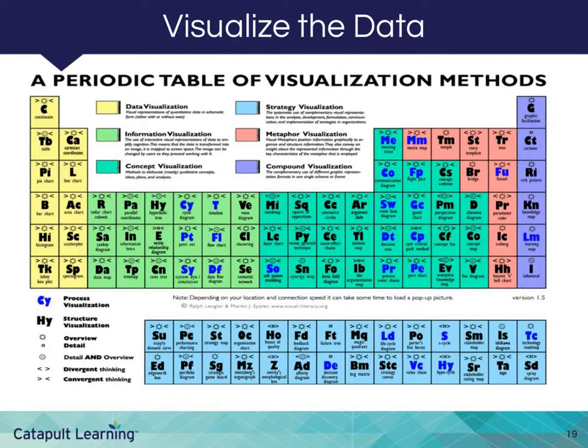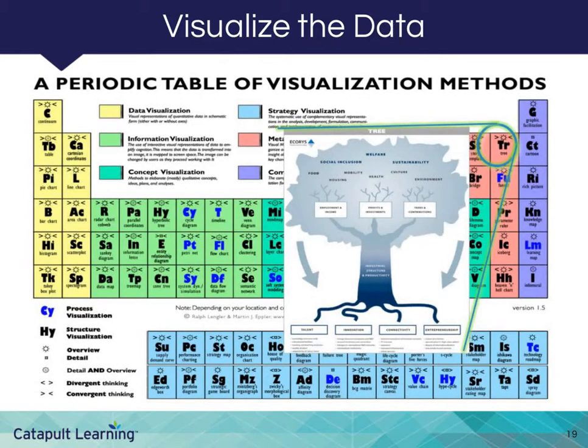Here's the periodic table of visualization methods. And here is an example of the tree metaphor strategy being used to display industrial structure and productivity. The roots, trunk, and branches are used to connect different constructs.